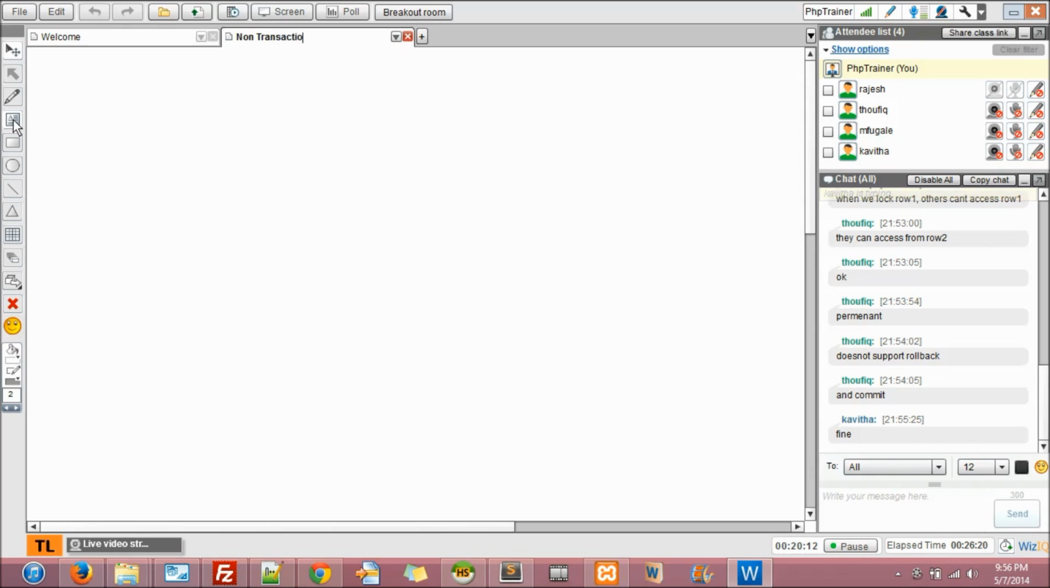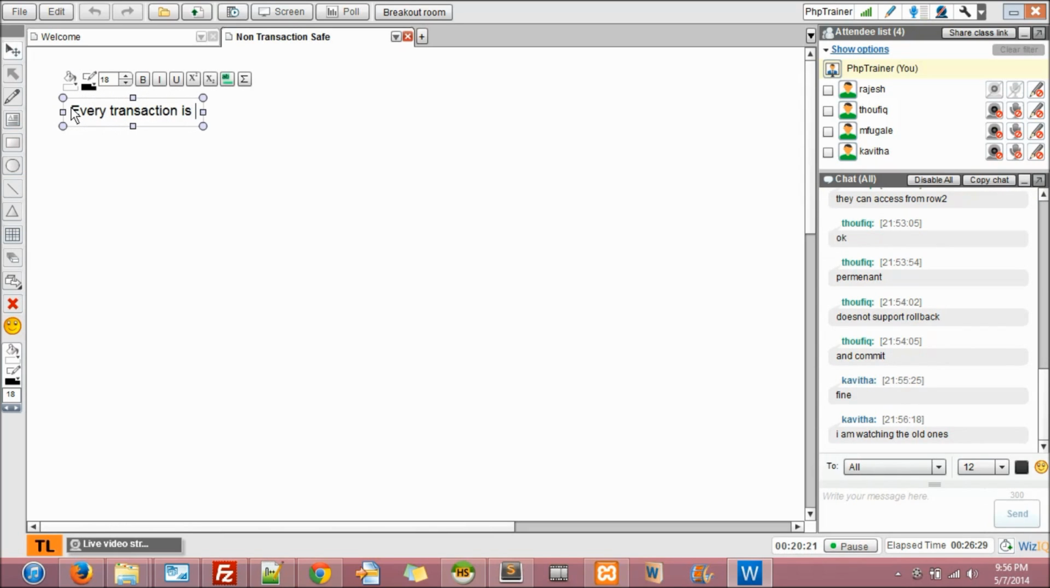Okay, non-transaction safe. What it is, every transaction is permanent. That means once the transaction is done, that's it. No rollback and commit. You don't need commit because it's committed automatically. Then partial foreign key support.